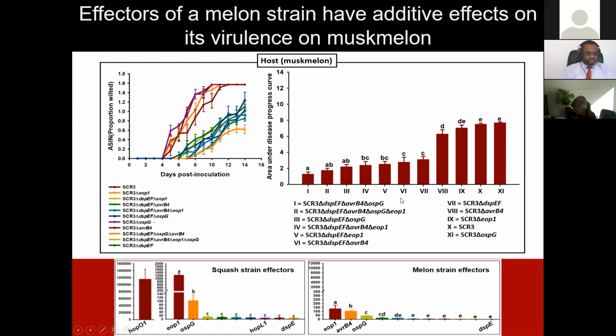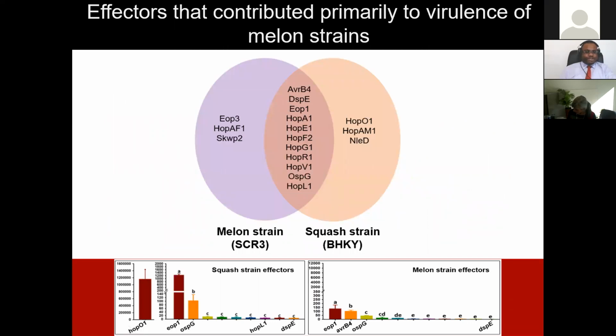So if we back up a little bit to our Venn diagram, we can see a bigger picture of the effector repertoires and how their relative contributions were seen to the virulence of each clade. The major effectors that had measurable contributions to fitness of the melon strains were AVRB4 and DSPE. With the loss of DSPE, the effects of Eopt1 and OspG were only detectable in the absence of other effectors. So from here, we moved on to the squash strains.